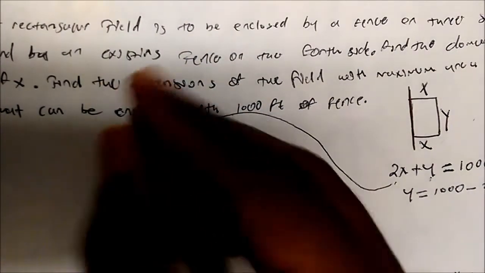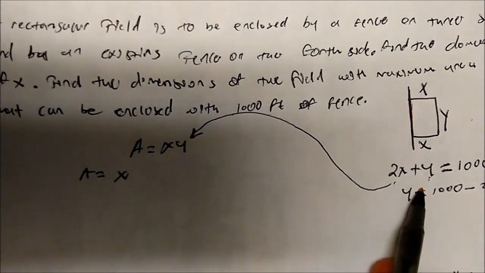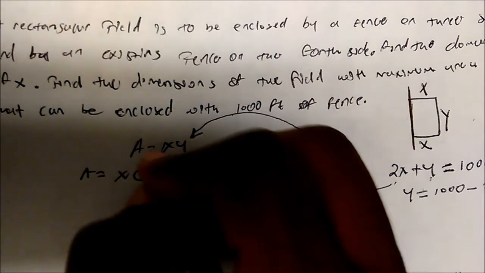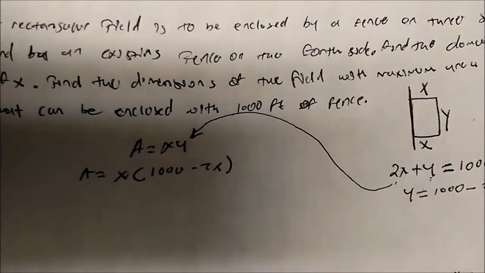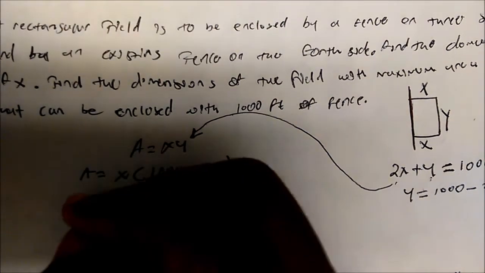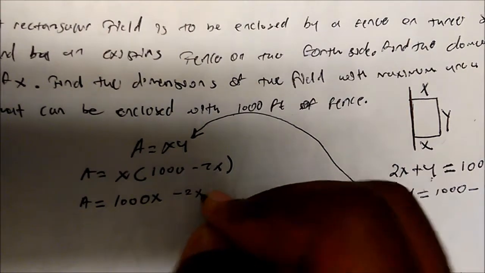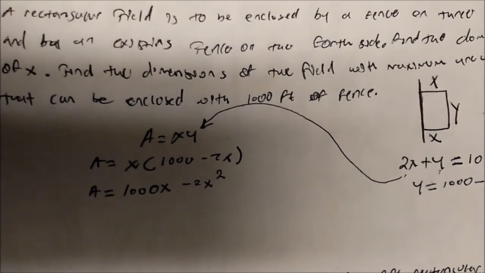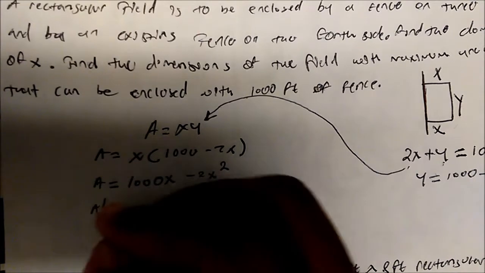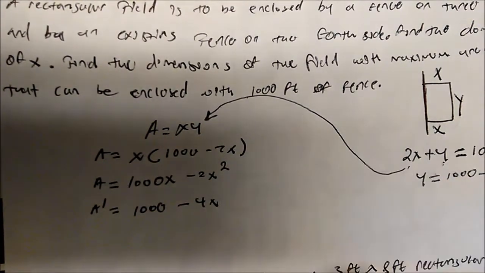Once I do that, my area is just going to be x times this whole thing, which is y, which will just be 1,000 minus 2x. Immediately this eliminates our two-variable setting. Now I could go ahead and distribute, and this will just be 1,000x minus 2x squared. After you've reached this step, you take the derivative. So A prime now will just be 1,000 minus 4x.